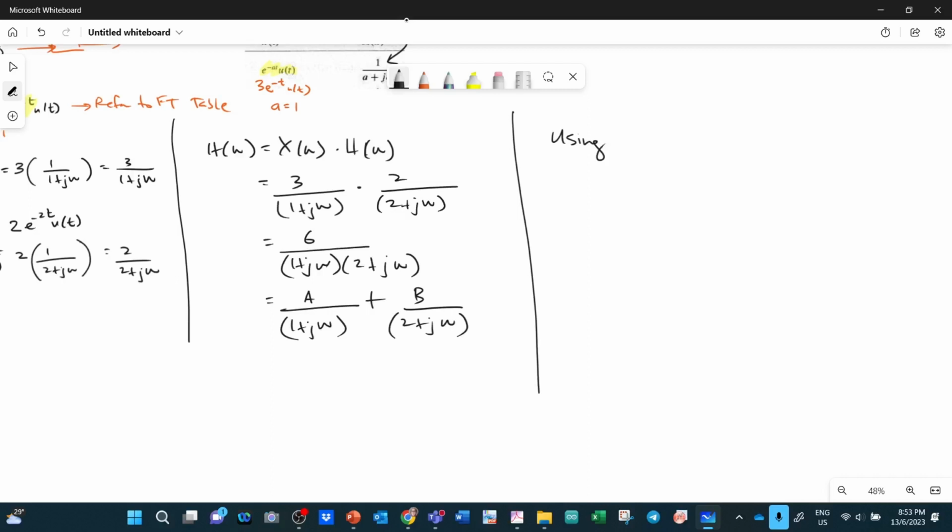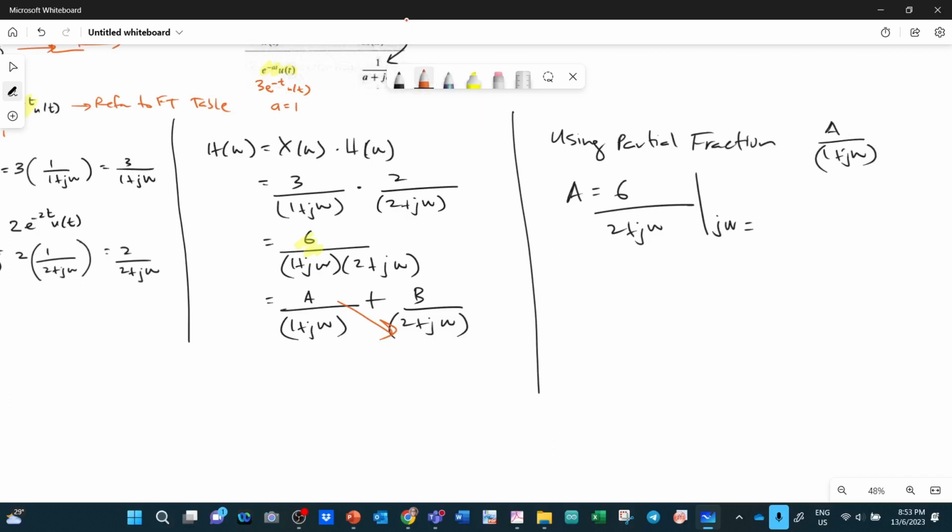Using partial fraction, A is equivalent to what? Take the value on top, the 6. 6 over, take the other side, 2 plus J omega, whereby J omega is equal to this. Take the factor on the underside of A, which is 1 plus J omega. So you take out this part: 1 plus J omega equals 0, so J omega equals minus 1. That's why you have J omega equal to minus 1.